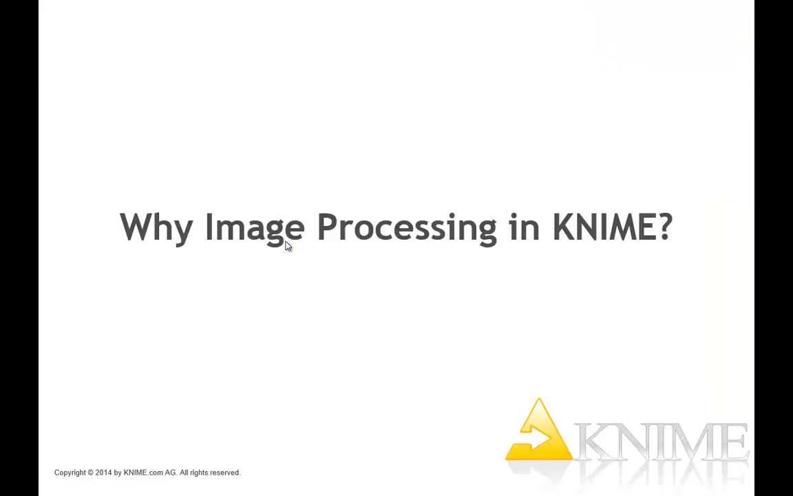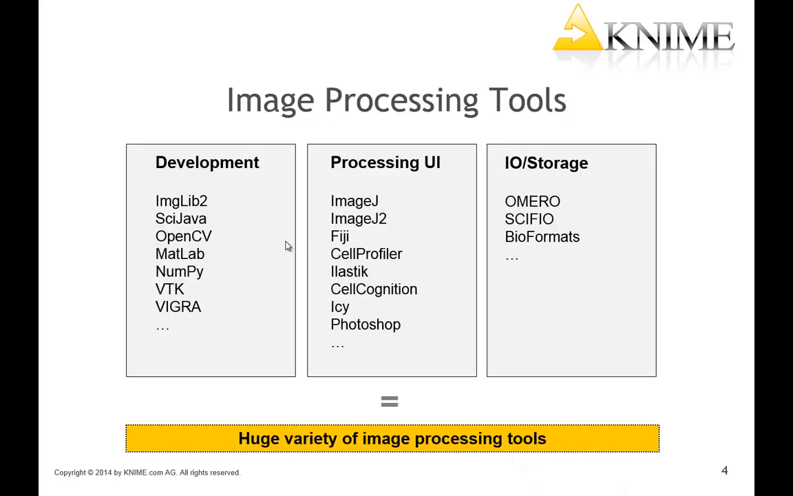So why do we do image processing in KNIME? Well, there are a lot of tools out there which are great for image processing, and for certain tasks, you would need a certain tool. So one reason why we use KNIME is that we want to integrate those tools and those frameworks. We want to have one integration platform, which is KNIME, where you can use many of these tools, not all of them which are listed here, but many of them together in combination.